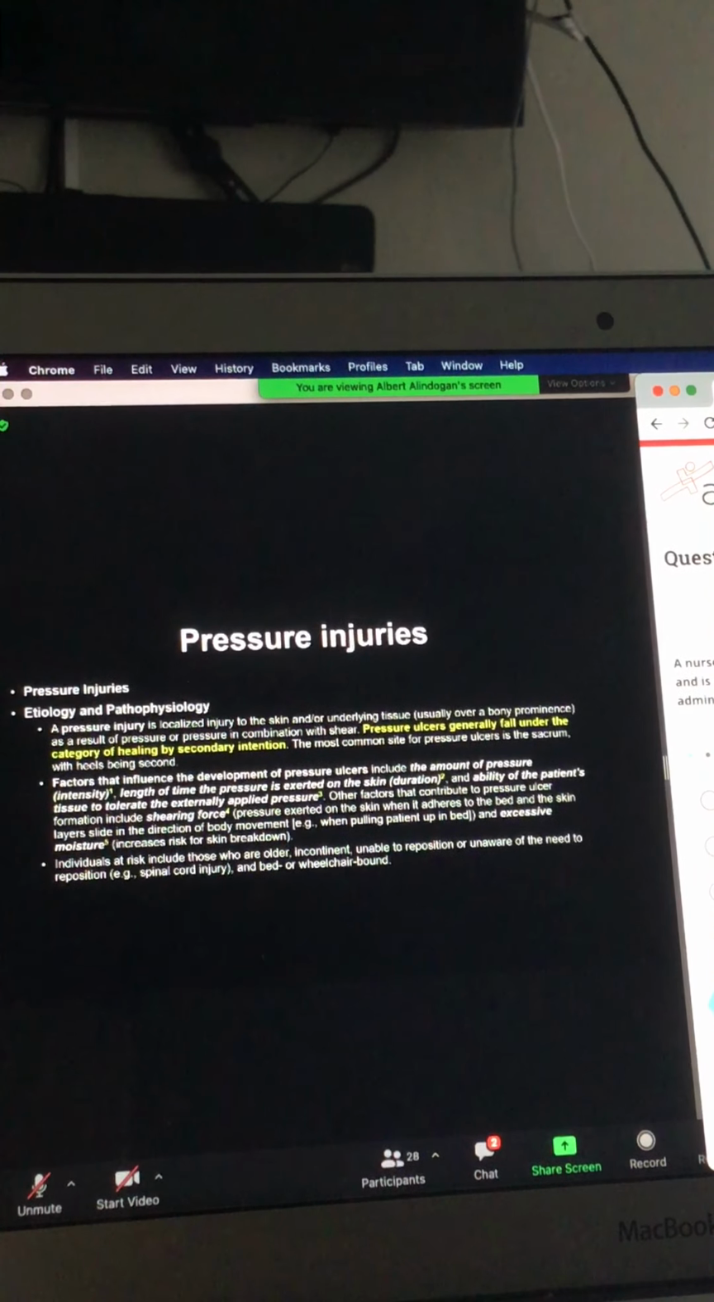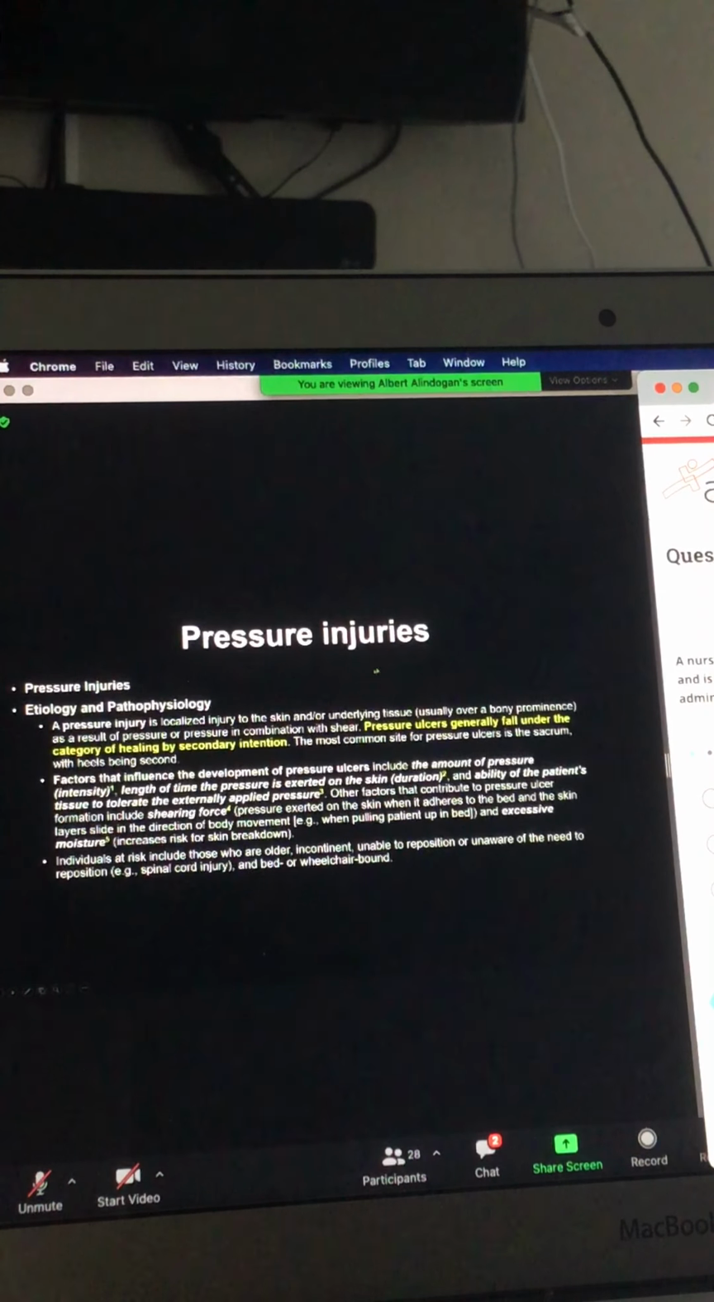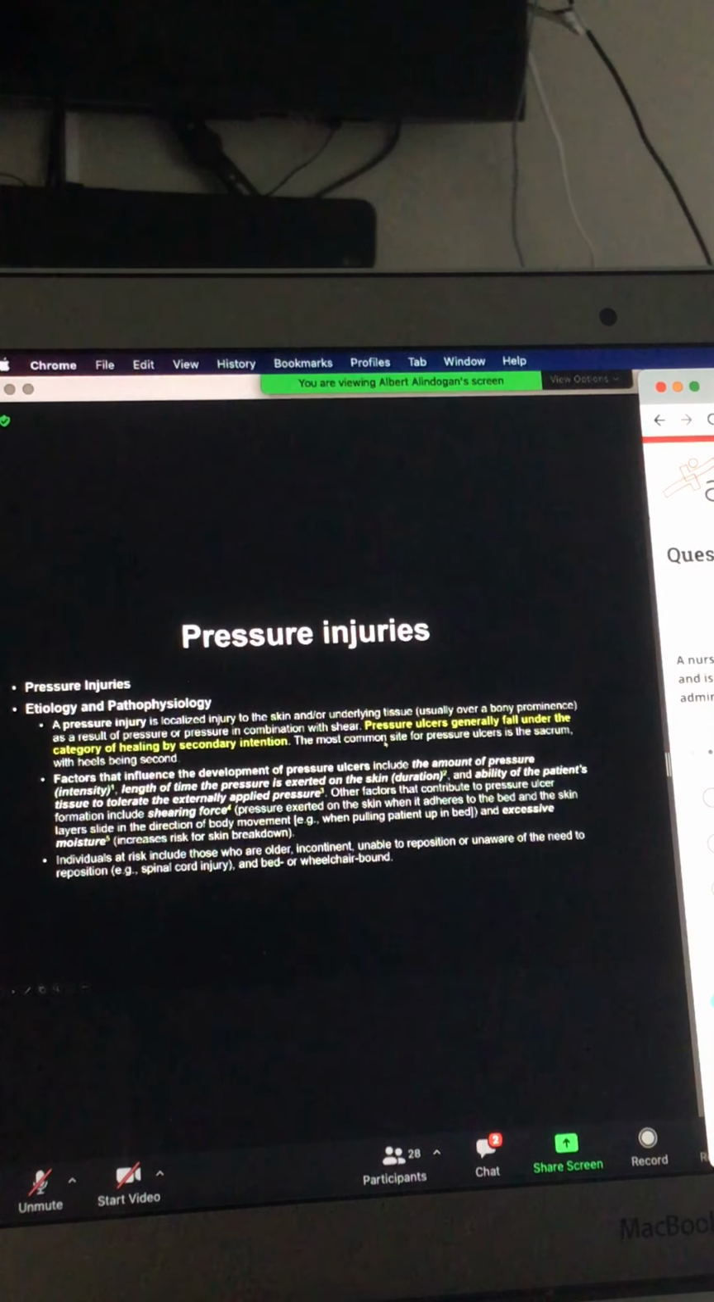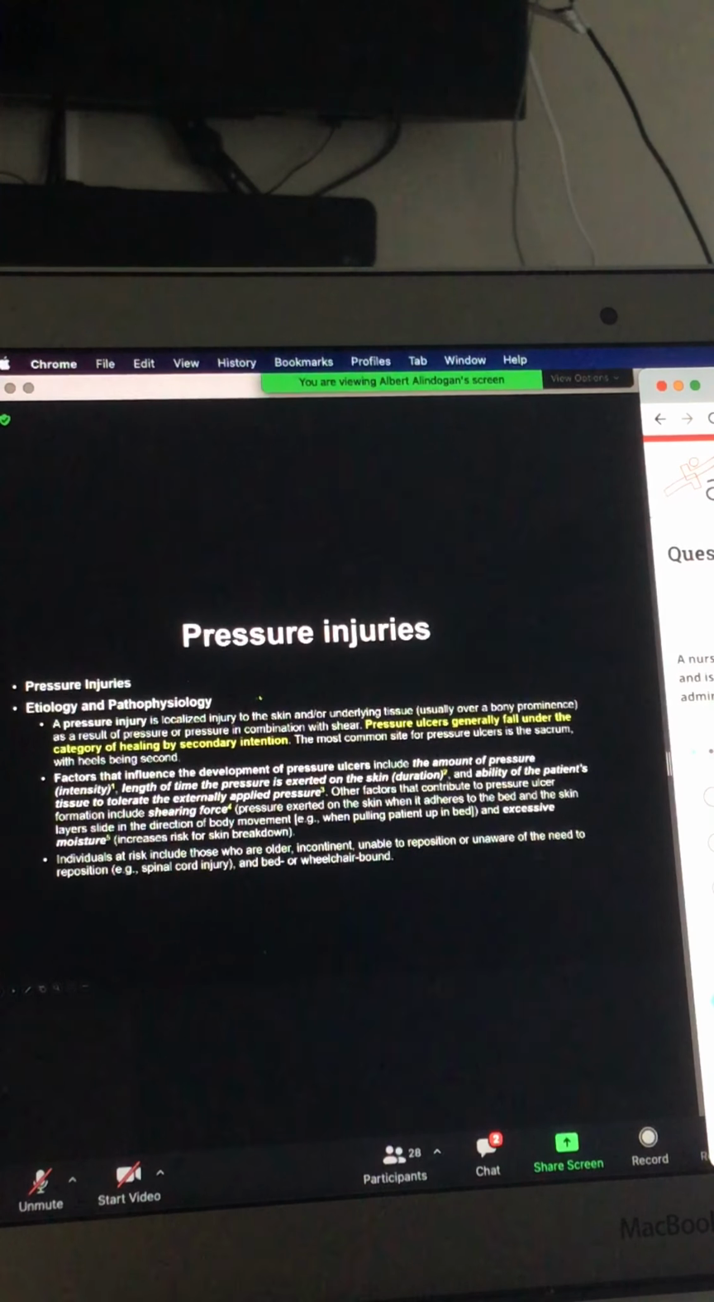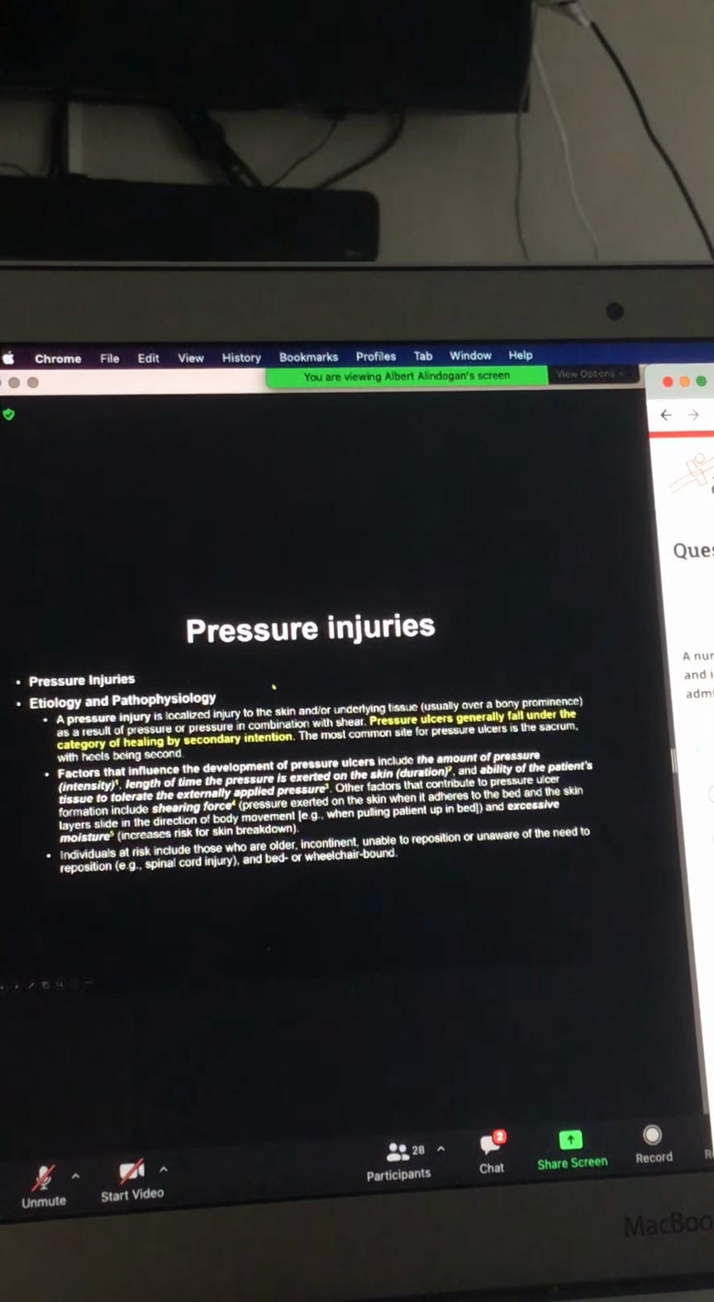Okay, so going back to this intention, you will learn this when you go to your chapter. Have you guys discussed the surgical wound care? Not yet. Okay, you will learn more about these stages of healing when you go to the surgical wound care.